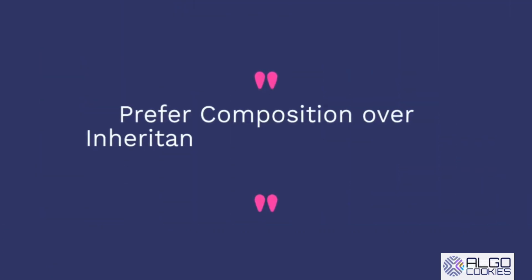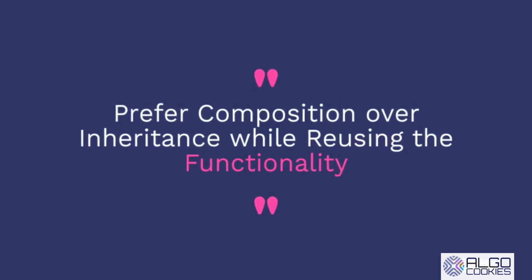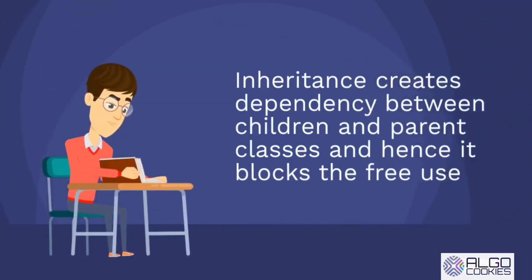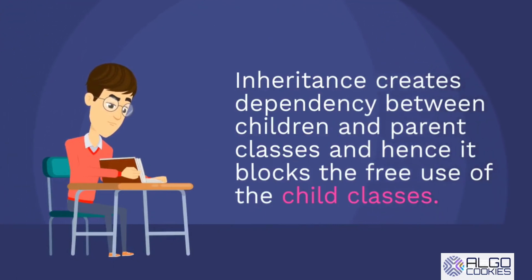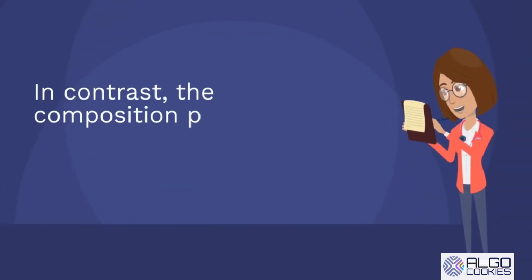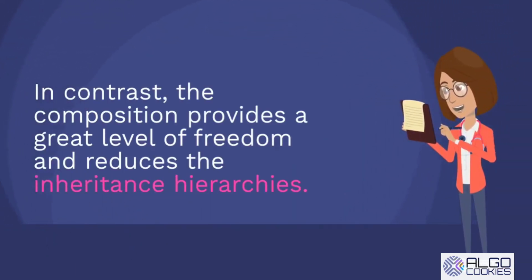Prefer composition over inheritance while reusing the functionality. Inheritance creates dependency between children and parent classes, and hence it blocks the free use of the child classes. In contrast, composition provides a great level of freedom and reduces the inheritance hierarchies.